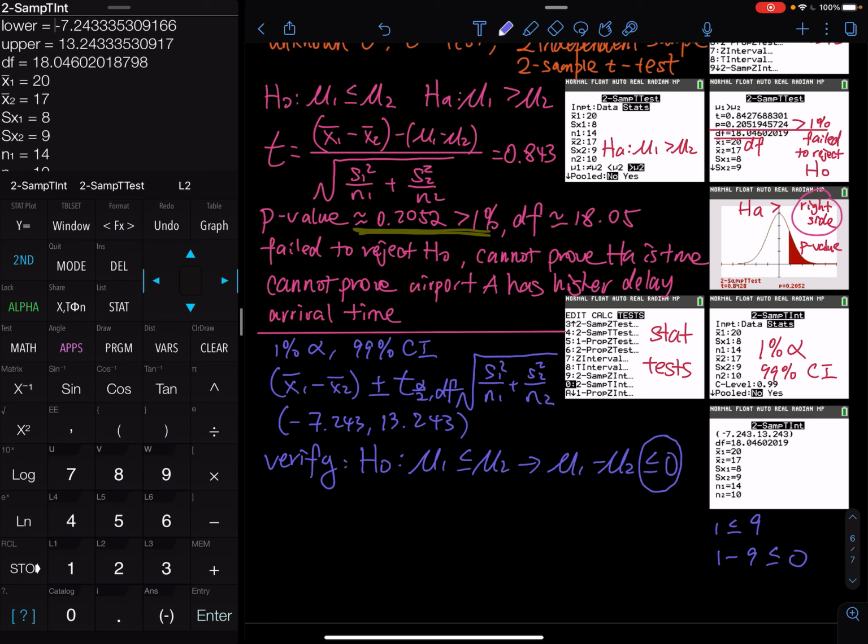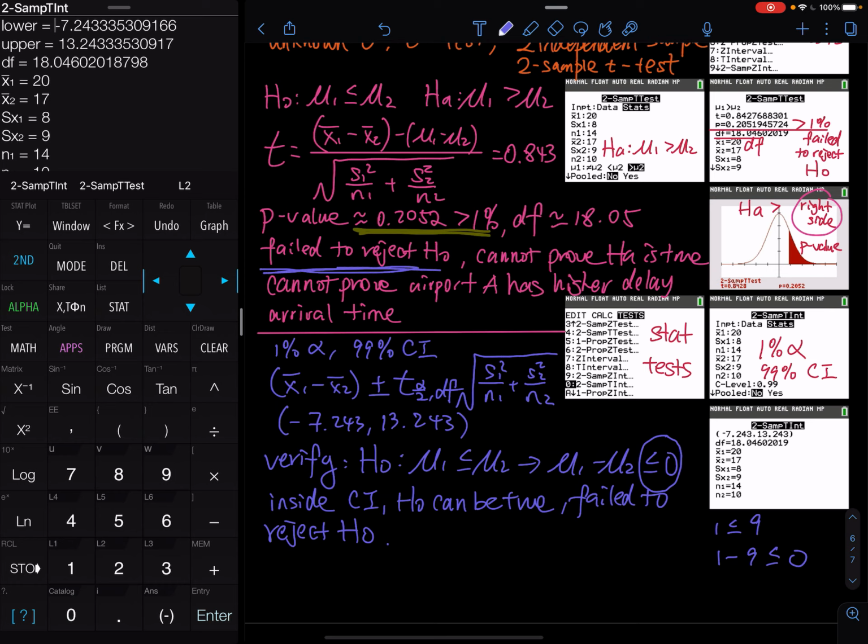So here is how I do it. I will just call the less than or equal to inside the confidence interval. So this is inside the confidence interval. That means this might be the truth, right? So that means H naught can be true. So therefore, we fail to reject H naught. Do you see that? We fail to reject H naught using the p-value, and we fail to reject H naught using the confidence interval. So this is called using the confidence interval to verify or to support your conclusion.